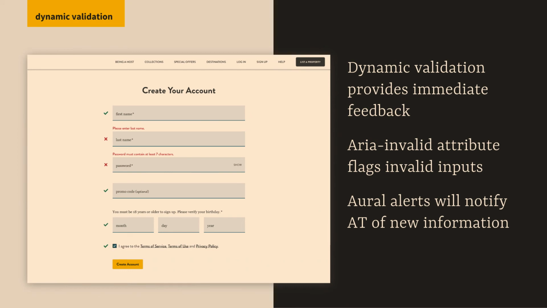A few things to note about how this is built. If a field is filled out incorrectly, you want to add an ARIA invalid attribute to flag that there is some kind of issue to assistive technologies. Because there's new information appearing on the page as you go, you could employ Drupal ARIA live alerts to notify assistive technologies that there's some new information on the page.